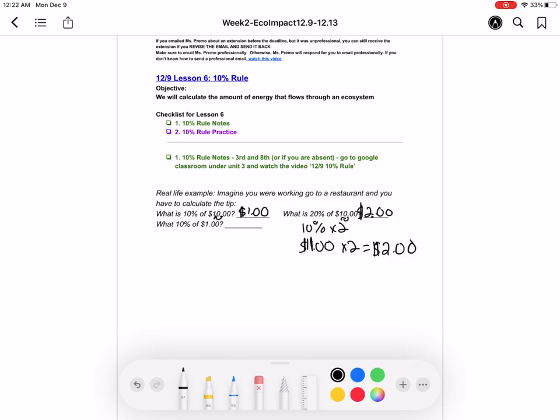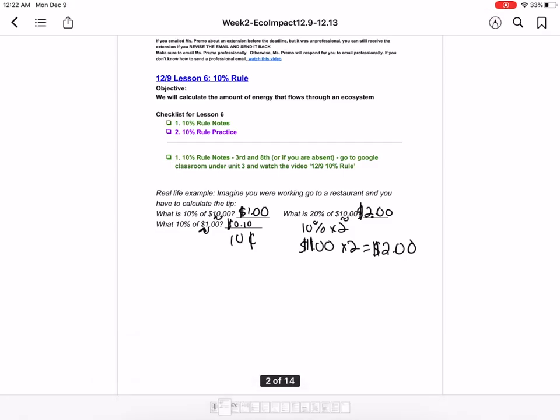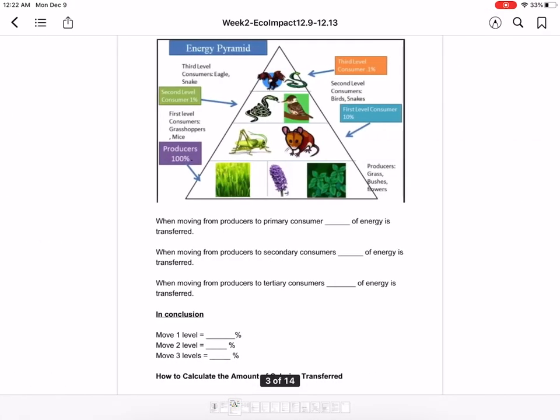Okay. All right. Last practice, 10% of $1. Let me move this one to the left. That means that this is like $0.1, but we just call that 10 cents. All right, let's get into how this applies to energy.